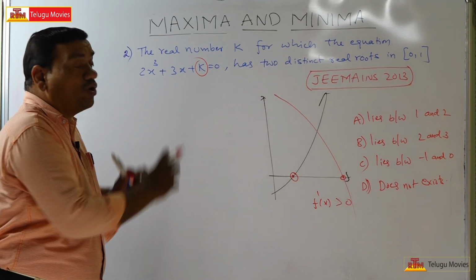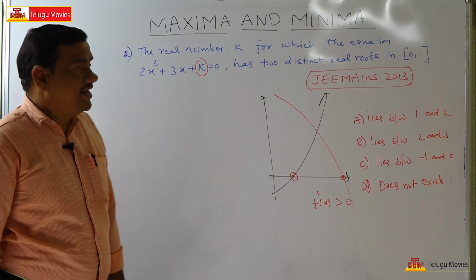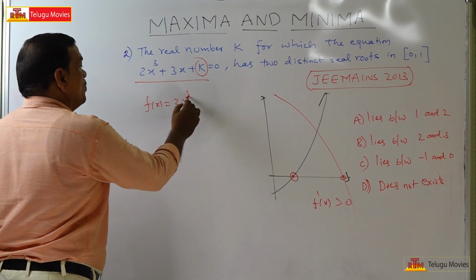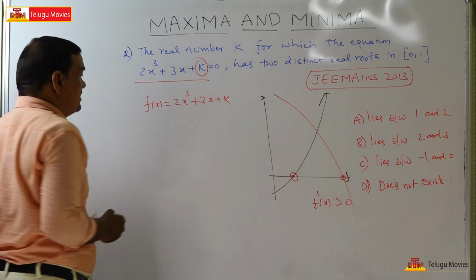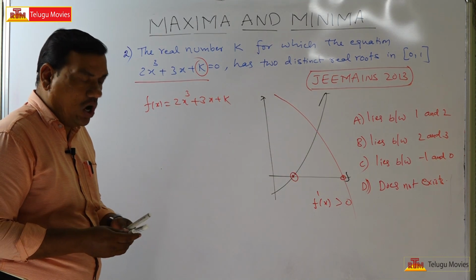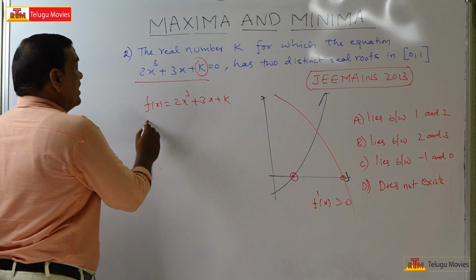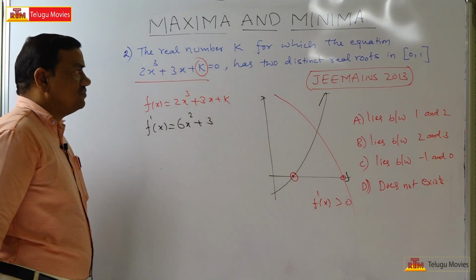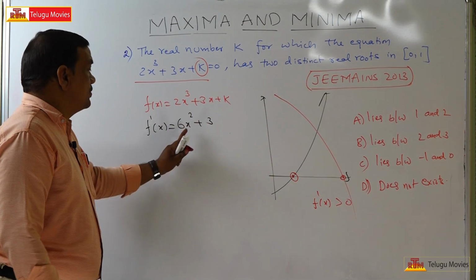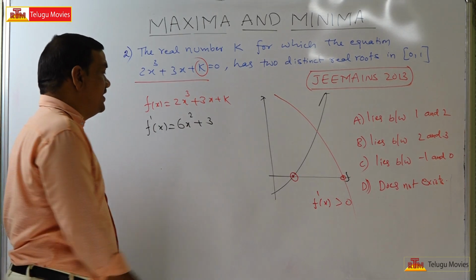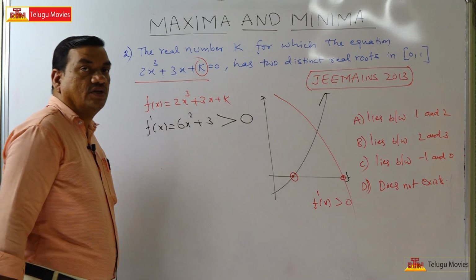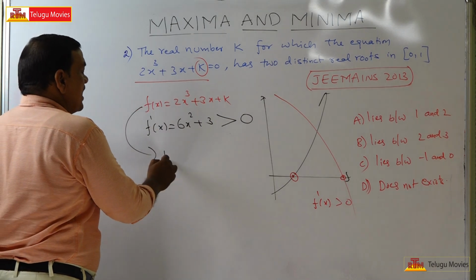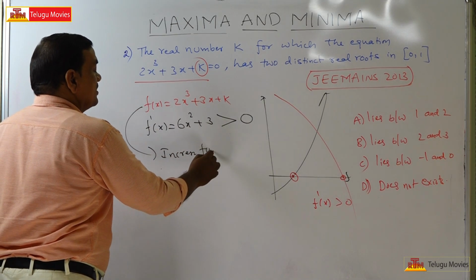Okay, now, if you know that concept, the problem will be very, very easy. Let us see this function f of x is equal to 2x cube plus 3x plus k. Let us check whether this function is an increasing function or decreasing function. First, find f dash of x. What is f dash of x? This is 6x square plus 3. Whatever the value of x, 6x square plus 3 is greater than 0. So everybody knows, that means this is an increasing function.